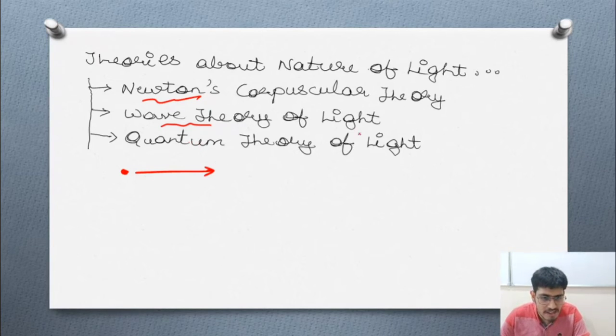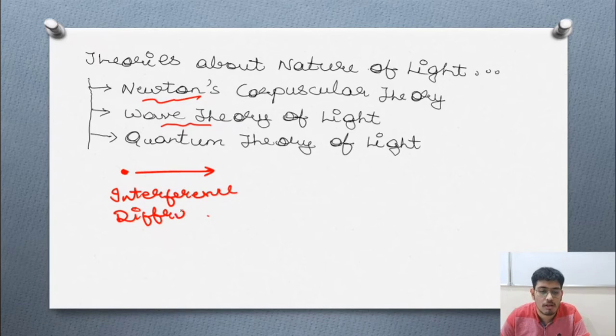Okay, I can just write these names over here so that you remember: interference, diffraction, and the third one is named polarization. Okay, so these phenomena were basically shown by the wave nature of light, which was given under the wave theory of light. Okay, so I think this thing is clear to you.